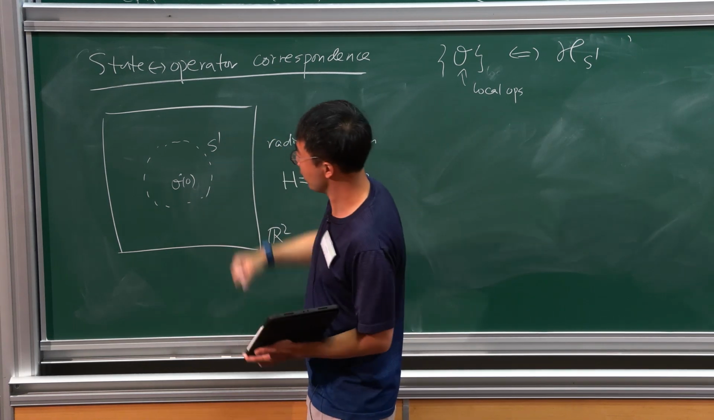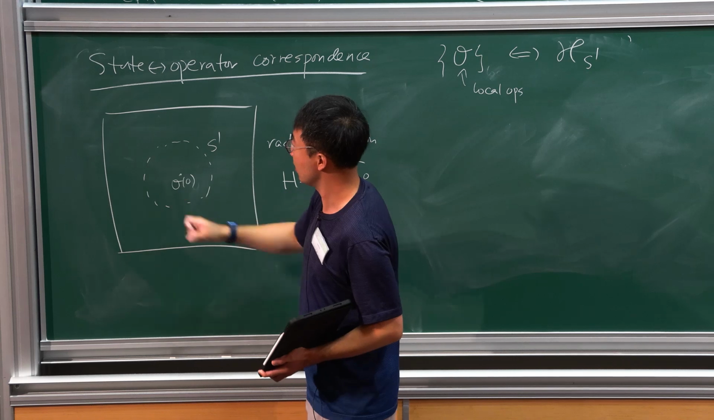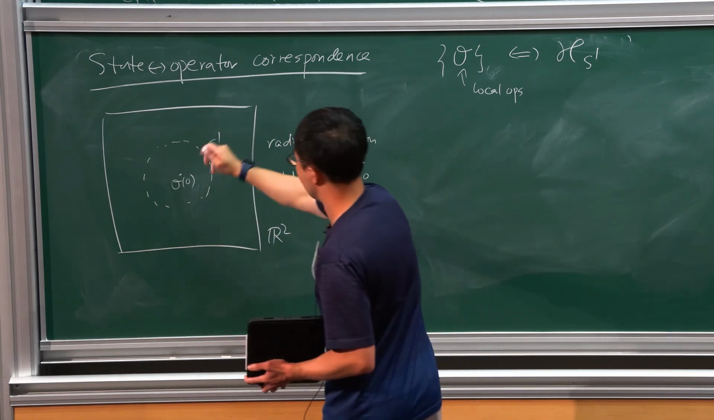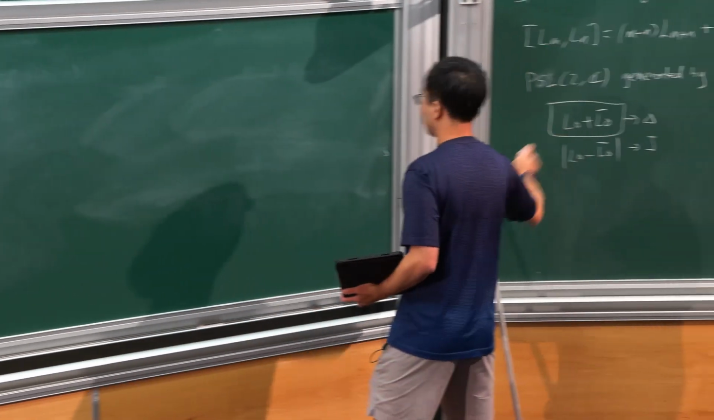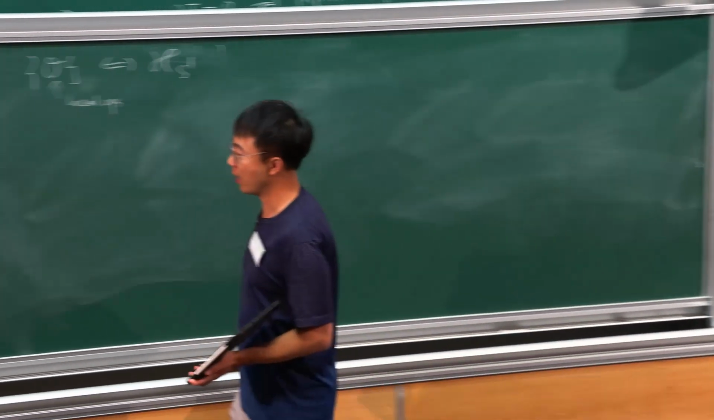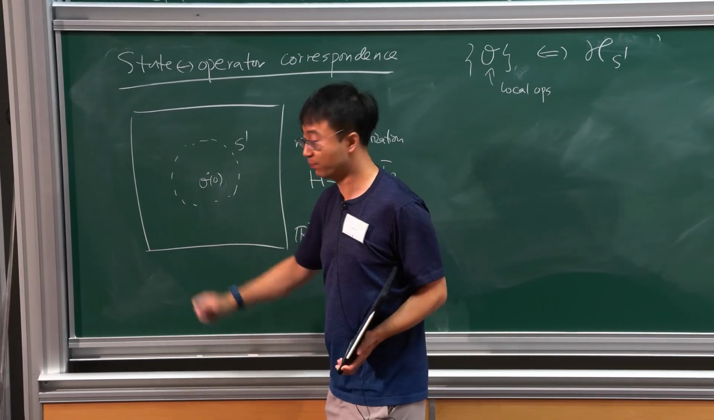Okay, evolving backwards. With a small caveat, you take this state to be an energy eigenstate with respect to the radial Hamiltonian. Okay, this will give rise to the local operators at the origin.